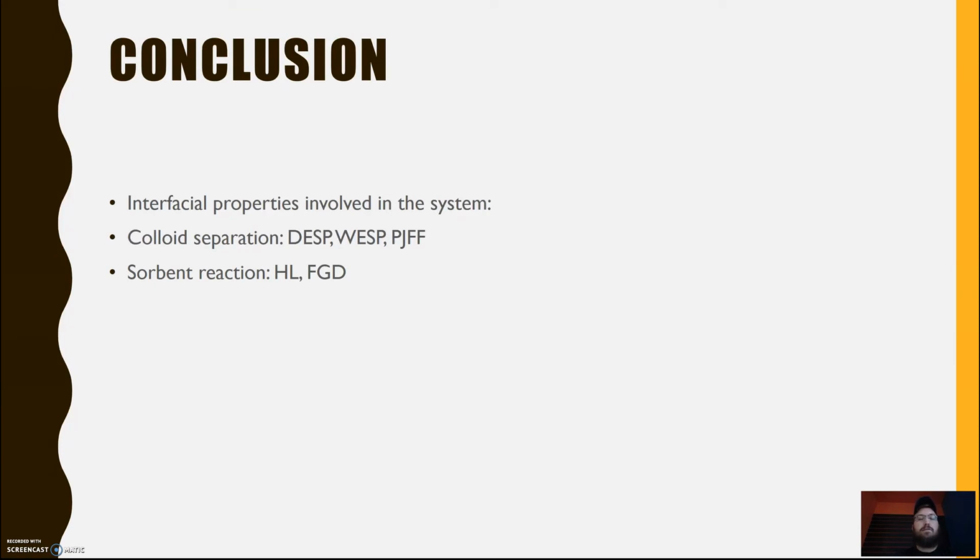In the sorbent reaction, the hydrated lime injection unit and the flue gas desulfurization units, the sorbent is finely misted over the flue gas, and this allows for maximum surface area for the droplets to collide with the flue gas in which the reaction occurs.